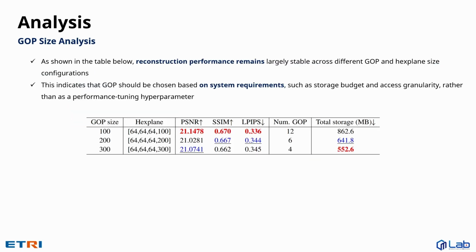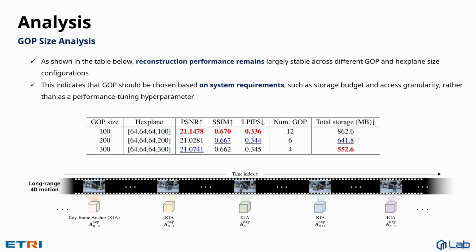This analysis examines the effect of GOP size. The results show that reconstruction performance remains largely stable across different GOP and hexplane configurations. This suggests that GOP should be selected based on system requirements such as storage budget and access granularity, rather than as a performance tuning hyperparameter.